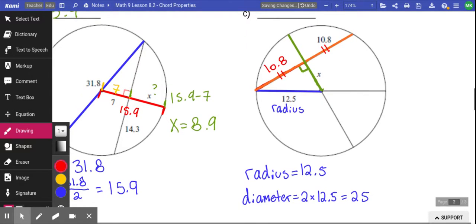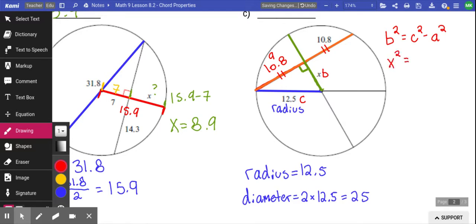If you're struggling with Pythagorean theorem, when we're looking for sides, we always have our hypotenuse, which is c. That's the radius in this case. The other two sides I just call a and b. If you're looking for b, that means you use b squared equals c squared minus a squared. So I'm going to throw those things in my formula. So I have x squared equals 12.5 squared minus 10.8 squared. That means x squared equals, I'm going to have to put this in my calculator because I don't know how to do 10.8 squared in my head, 39.61.